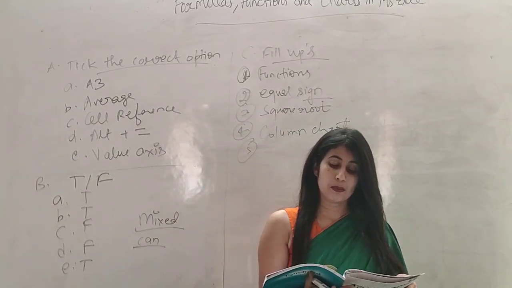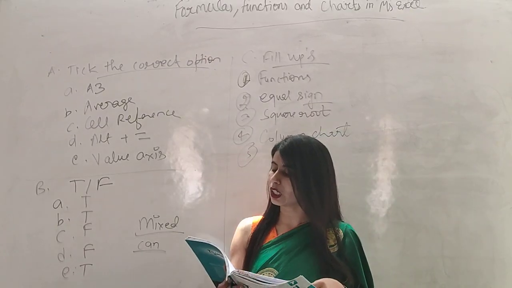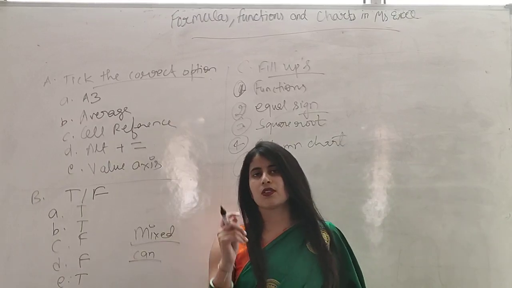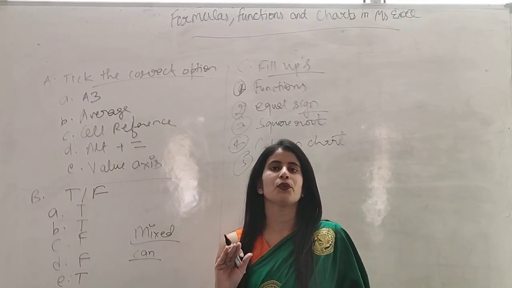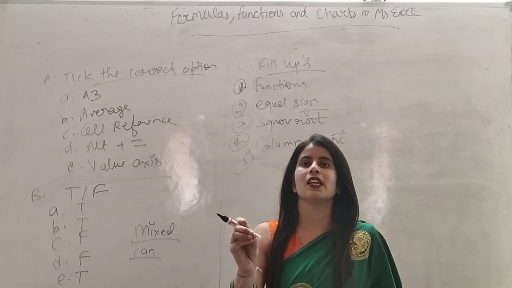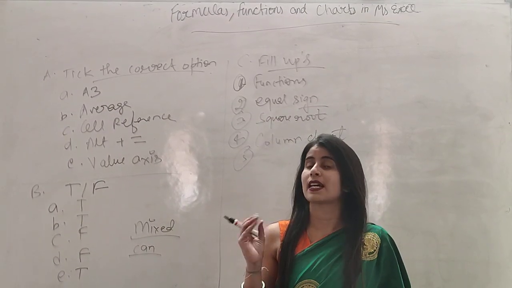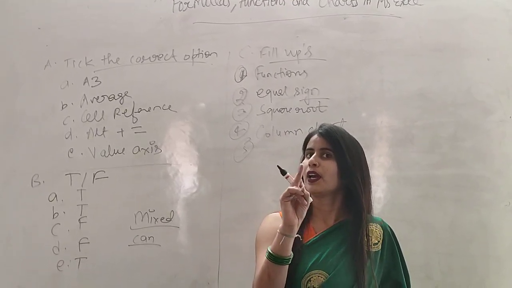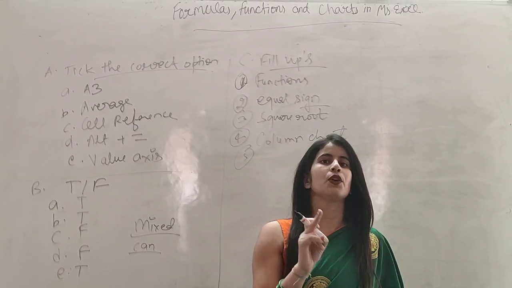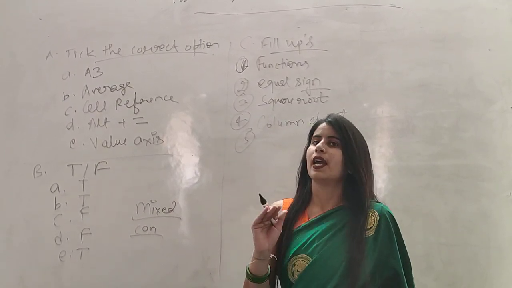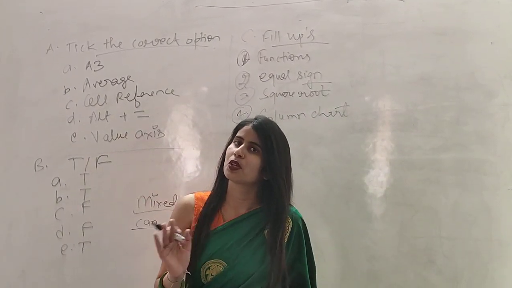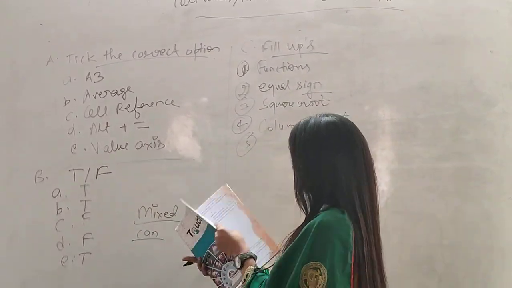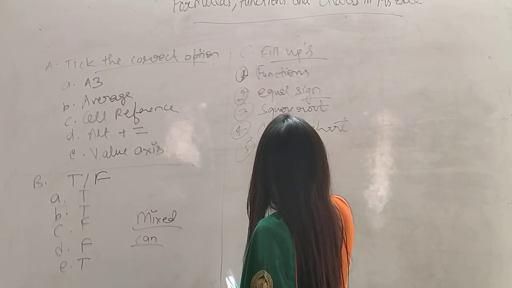The next one is: in mixed referencing, you can lock either a column or row by preceding it with a symbol. It should be clear to everyone that to make anything absolute, or fixed, we use the dollar sign. If we want to make the column absolute, we use the dollar sign before the column. And if we want to make the row absolute, we use the dollar sign before the row. So what sign will come here? It will be dollar.